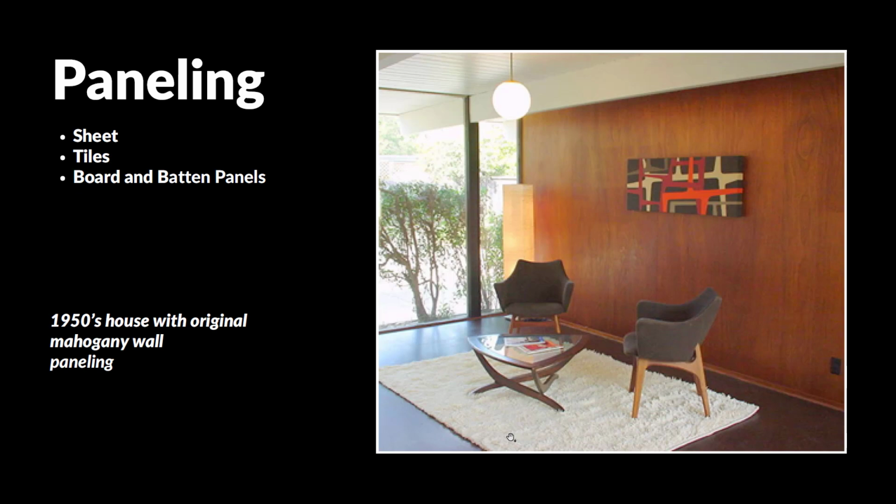On our walls, we can also have things like paneling. It doesn't just have to be a painted type of surface. And paneling can be in sheets, tiles, or even board and batten panels. So this image here is a mid-century 1950s house with the original flat slab mahogany wall. And so this is another way we can approach finishing our walls. It could be big sheets of wood, for example.